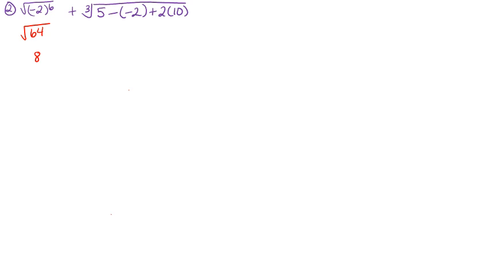So now let's look inside this cube root. I'm going to put my addition sign here. I have 5 minus the -2 plus 2 times 10. We're going to do the 2 times 10 first, because we're going to do multiplication first before we can do any of the addition or subtraction. 2 times 10 is 20. All right, I'm going to add.